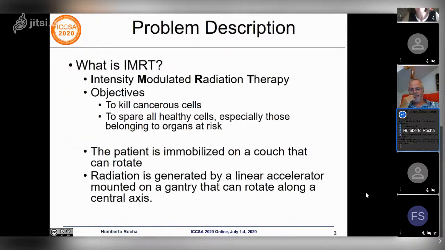So briefly describing what is intensity modulated radiation therapy. It's a modern type of radiation therapy, and the goal is to kill the cancer cells while simultaneously sparing the surrounding organs or tissues. The radiation is delivered with the patient immobilized on a couch that can rotate, and the radiation is generated by a linear accelerator mounted on a gantry that rotates around the patient. The rotation of both the couch and the gantry allows irradiation from almost any direction around the patient.